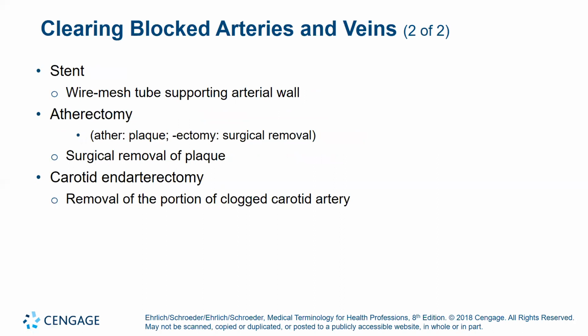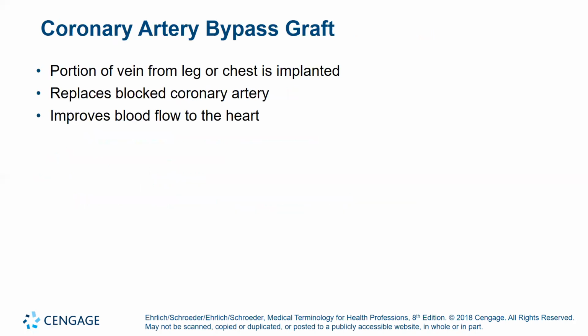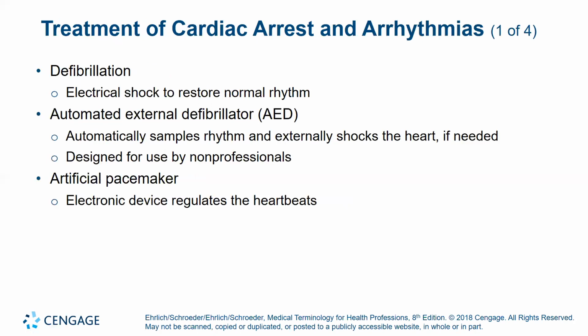Atherectomy can also be done, a surgical removal of plaque. Carotid endarterectomy is removal of a portion of the clogged carotid artery. Coronary artery bypass graft, or CABG, or cabbage, as we like to say. A portion of the vein from the leg or chest is implanted, replaces the blocked coronary artery, and improves blood flow to the heart. Cabbage is how they say that.